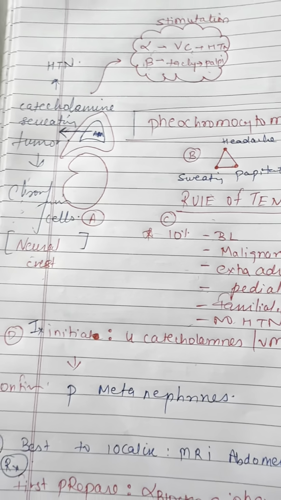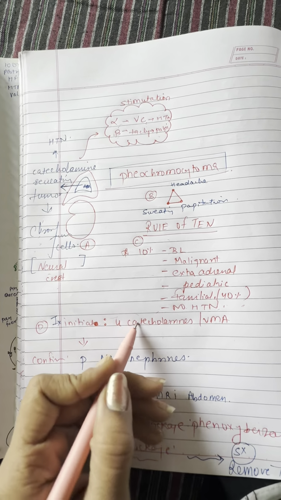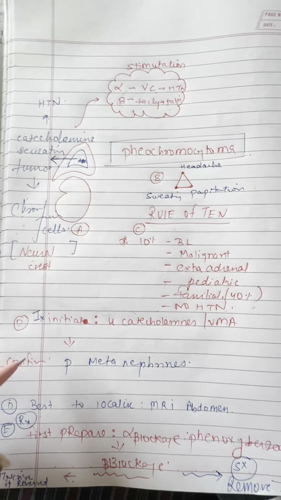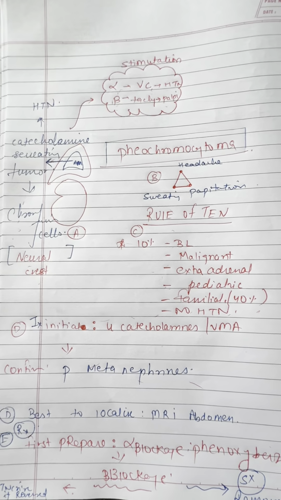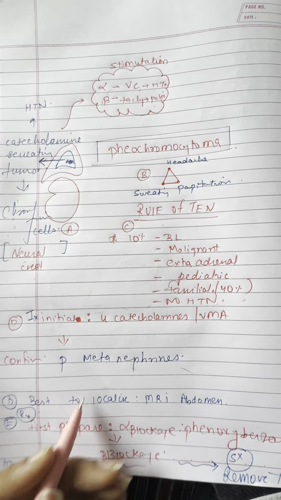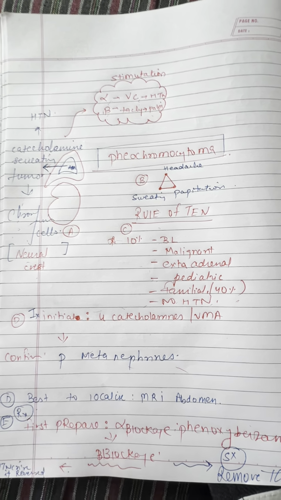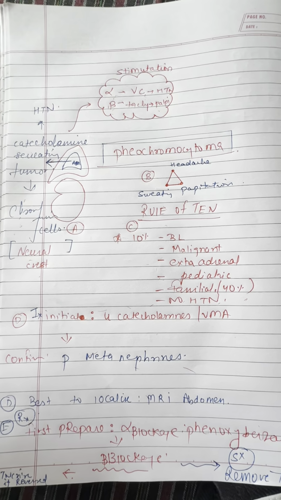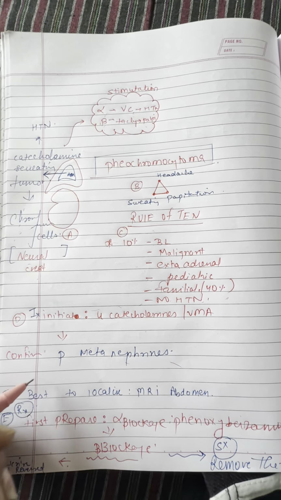Then we have the initial investigation. The initial investigation includes urinary catecholamines, that is, measuring catecholamines in urine, and VMA levels. Then confirmatory testing is by measuring the level of plasma metanephrines. Best to localize is MRI abdomen. Of course, you will see a light bulb sign in the MRI of the patient. CT scan can also be done, but in pregnancy we usually prefer MRI. In general cases also we prefer MRI.